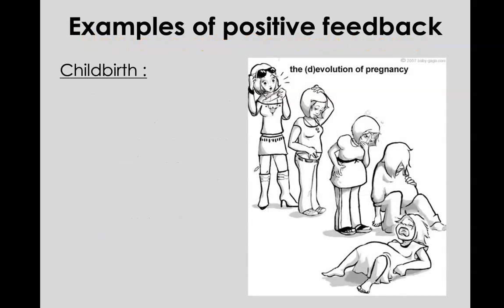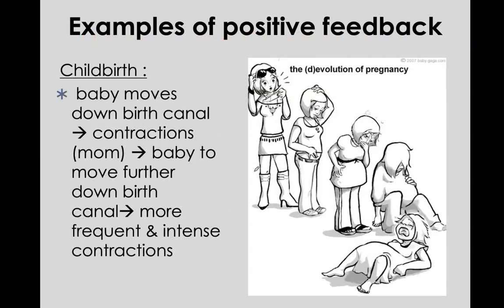So here's childbirth. Childbirth is a perfect example of a positive feedback mechanism. And those of you that have been through labor, this positive feedback mechanism you have experienced is quite effective, and unfortunately not the most fun of the positive feedback mechanisms, but it does the job, right? So as the baby moves down the birth canal, this is going to stimulate the uterine contractions in mom.